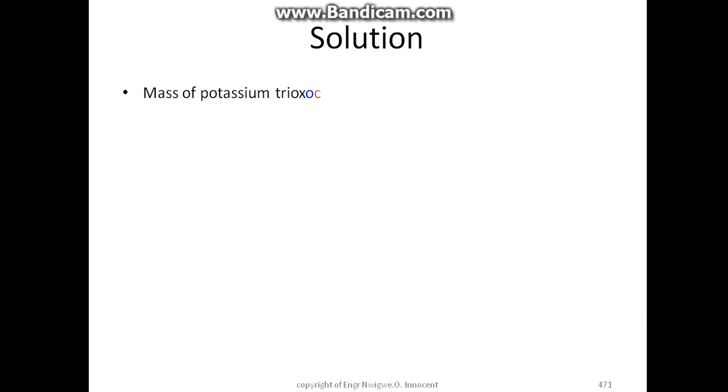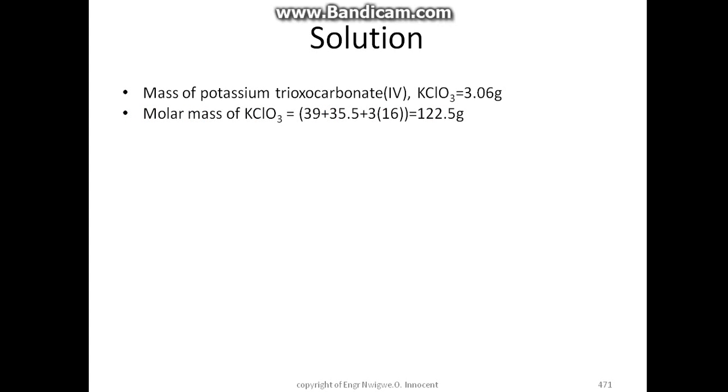Solution. Mass of potassium trioxochlorate(V), KClO3, is equal to 3.06 gram. Molar mass of potassium trioxochlorate(V) is equal to 39 for potassium plus 35.5 for chlorine plus 3 times 16 for oxygen, which will give us 122.5 gram. 100 cm cube of water is saturated by 3.06 gram of potassium trioxochlorate(V) at 25 degrees centigrade.